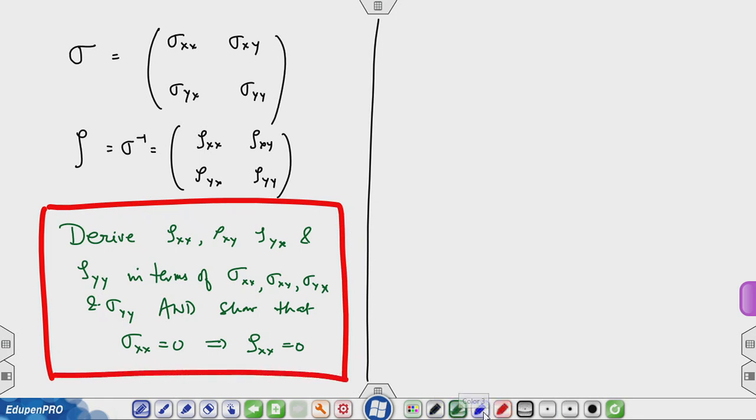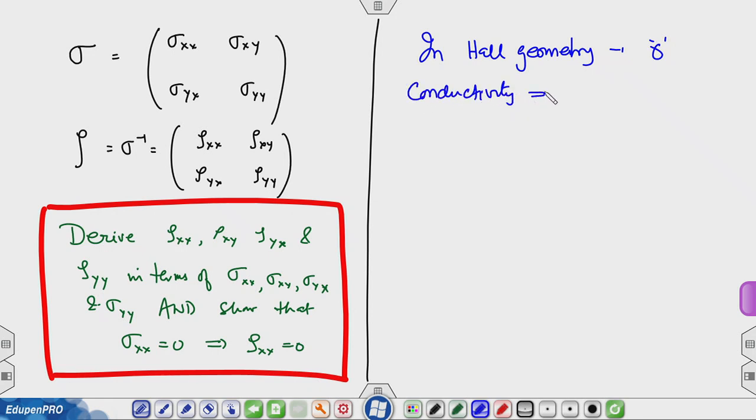And what that means is that in Hall geometry, or Hall experiment, 0 conductivity implies 0 resistivity. That is very strange, but we will understand that. I want to work in the limit of omega c tau much greater than 1, just to make life simple and to give some physical interpretations, but you show it in general.